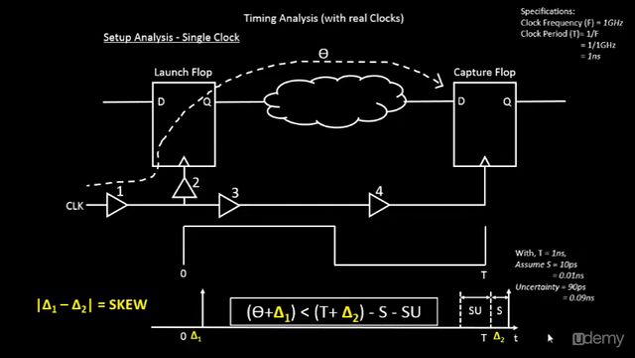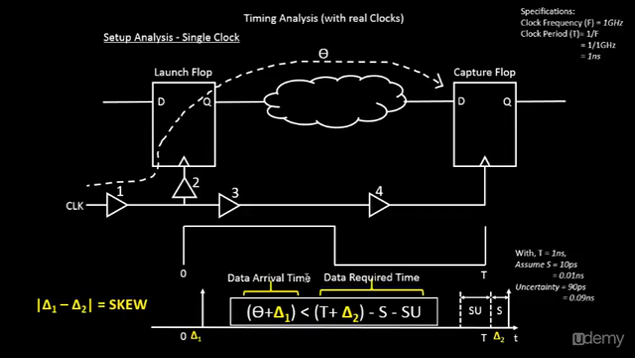Okay, so this part we have to meet, and this is the part that we have to take care of, and this is basically a setup timing. We can say that this is a setup timing analysis with real clocks. The right hand side of the equation is called the data required time, and the left hand side of the equation is called the data arrival time. So the naming convention is quite simple.